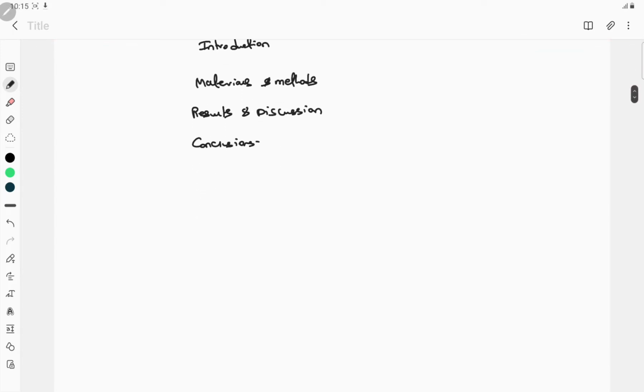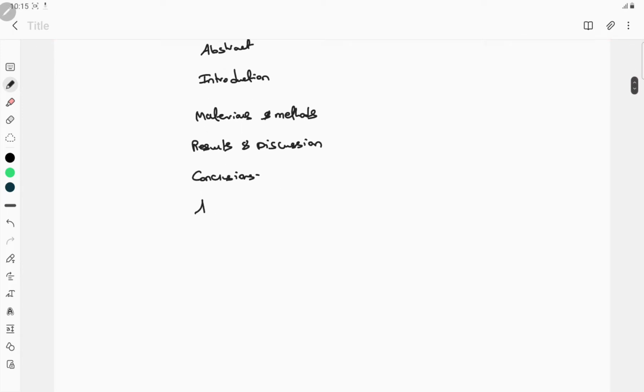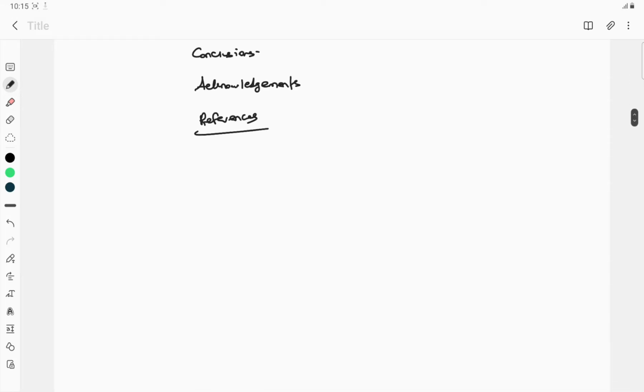In some papers they might have mentioned the acknowledgements, so the author might have thanked the people who have helped them in completing the research work. Followed by that, we will be having references. So these are all the general headings which you could see in all the papers related to research. Now let's see what information will be generally available in each of the topics.